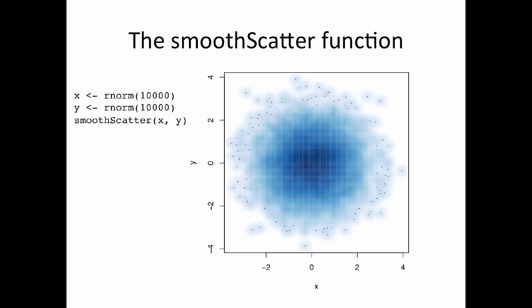So the smoothScatter function creates a 2D histogram of the points in your plot, and it just plots the histogram using a certain set of colors. So the default set of colors that it uses is the Blues palette in the RColorBrewer package, which is a sequential palette, and it gets darker blue as you get higher and lighter blue as you get lower. So the darker blue areas of this plot are the high density regions, so that's where most of the points are, and the lighter blue parts of the plot are the lower density regions of the plot.